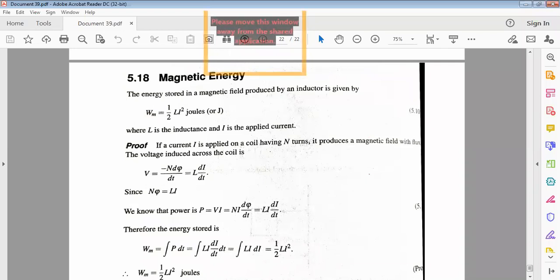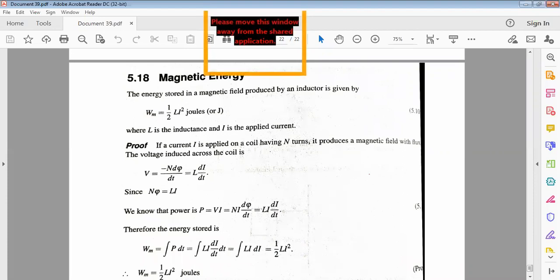What is the expression for power? P equals V into I. V equals L into di by dt, or simply N into d phi by dt. V is substituted here, so N I d phi by dt equals L I di by dt, of course with the minus sign. Therefore, the energy stored equals the power, P equals V into I.